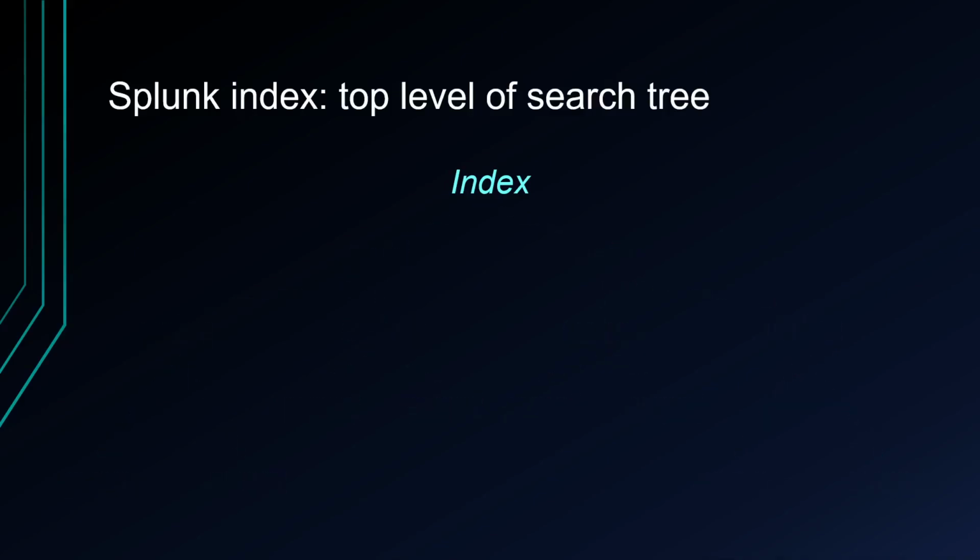so let's go ahead and look at this search tree again in another slide where it's cleaned up a little bit. So again, Splunk index, top level of the search tree, first step to searching. Next level below that is a field, which narrows your search to a category. Next level below that is a value. This is the actual item that you're searching for. And then the final level below that is the events. This is where the value that you're actually searching for is found.